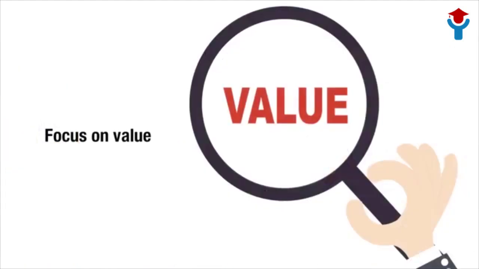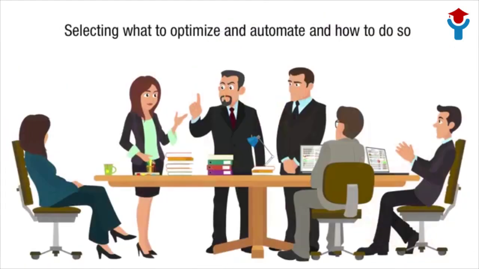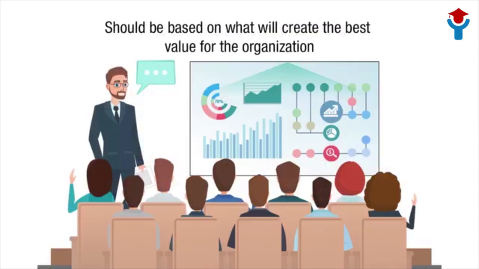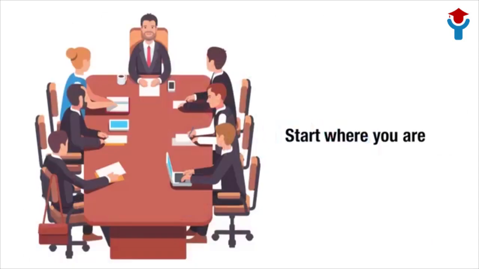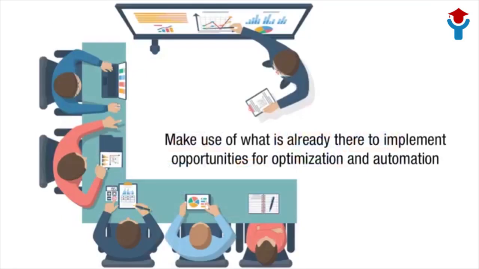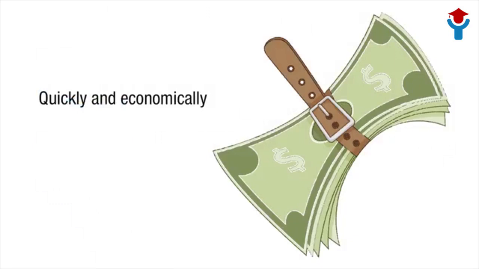Focus on value. Selecting what to optimize and automate and how to do so should be based on what will create the best value for the organization. Start where you are. The technology already available in the organization may have features and functionalities that are currently untapped or underutilized. Make use of what is already there to implement opportunities for optimization and automation quickly and economically.